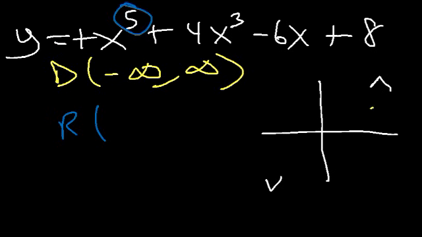Towards the end, it's going to be increasing, and on the left side is decreasing. So we don't know what's going to happen in the middle, but you can see that the range is going to be negative infinity to infinity if it's odd.